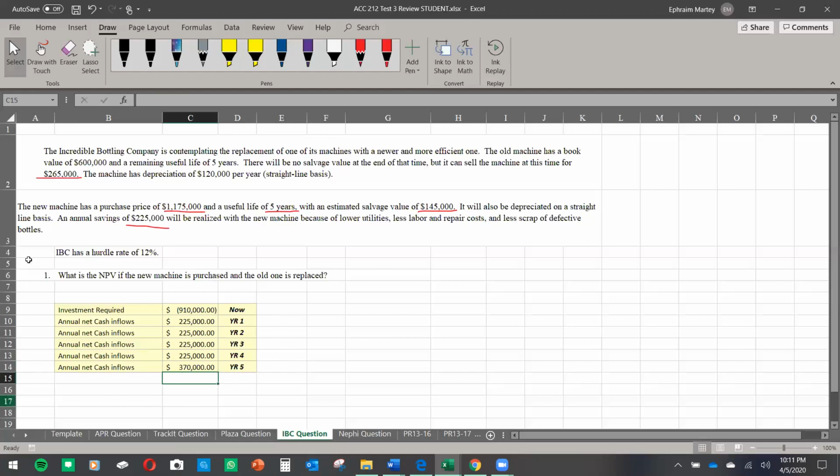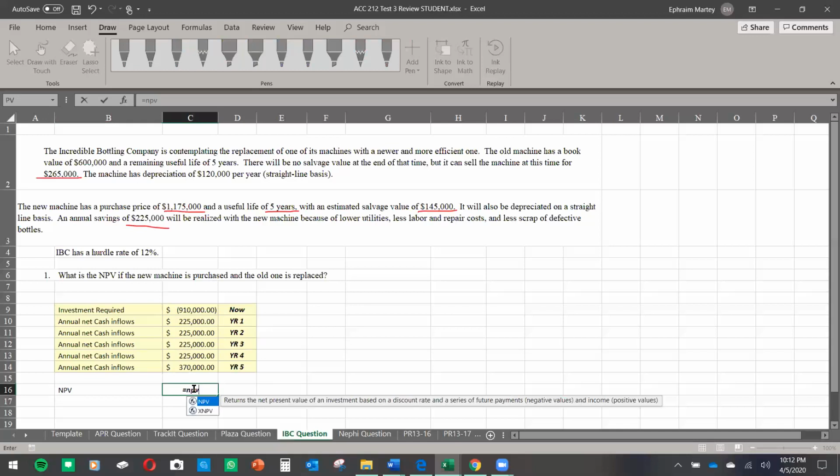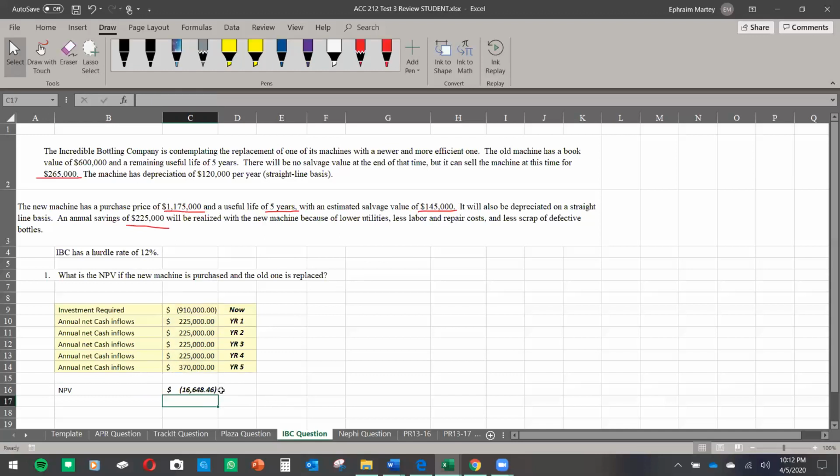Okay. Now they want to know, what is the net present value of the new machine? All you need to do, you have your NPV here. Okay, press equal to, type NPV, select this, and then what is the rate? Okay, the rate, we were given the rate as 12% right here. Okay, so 0.12. Okay, type comma and select all the cash flows. Okay, close the parentheses plus the initial investment. That gives you 16,648. So that's the net present value of it.